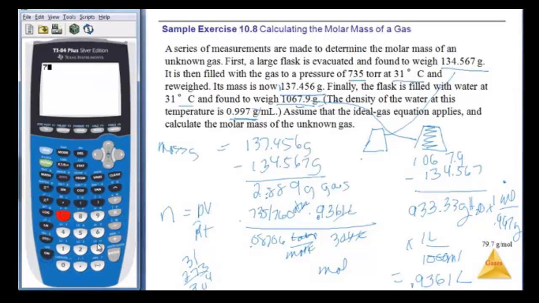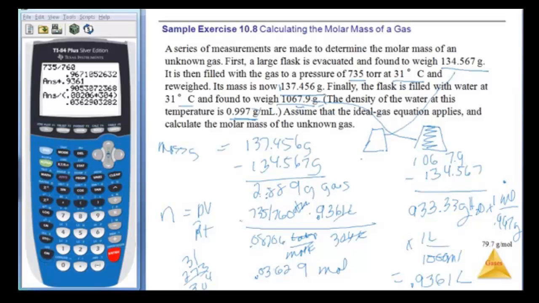So 735 divided by 760, first to give me the atmospheres, times 0.9361 liters equals, I'm going to divide that by, in parentheses, 0.08206 times 304, close the parentheses, and I get 0.03629 moles, okay, of this gas.